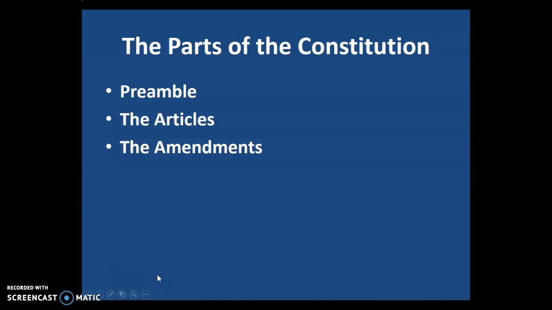First of all, the Constitution can be divided up into basically three parts. We have the Preamble, followed by the Articles, and then the Amendments. And of course, amendments are changes to the Constitution.